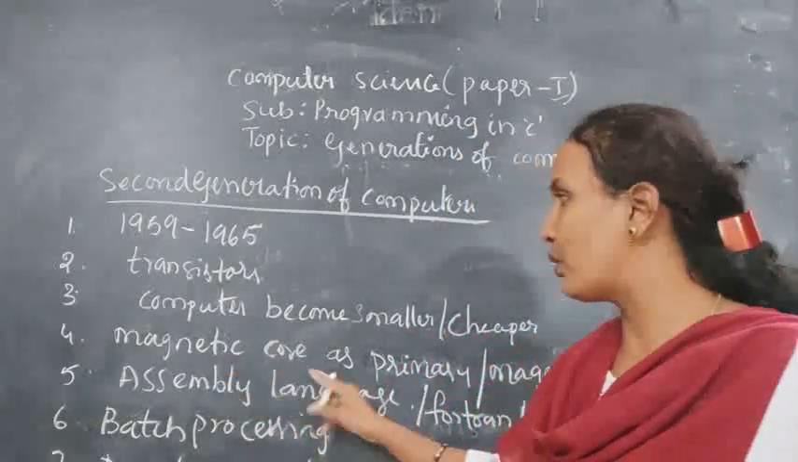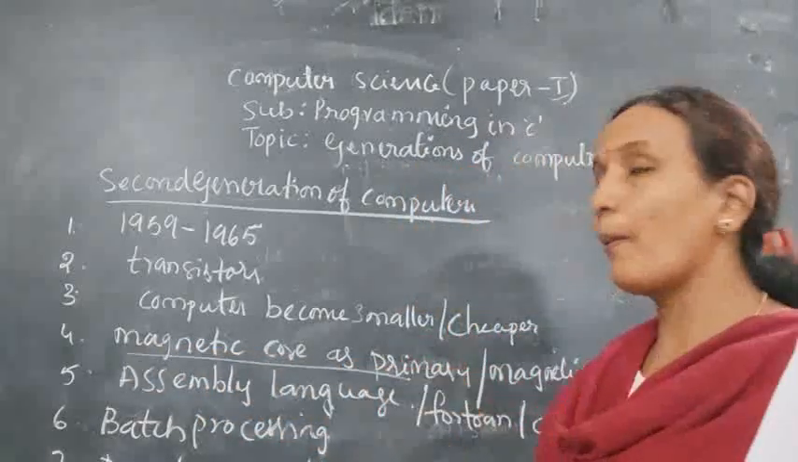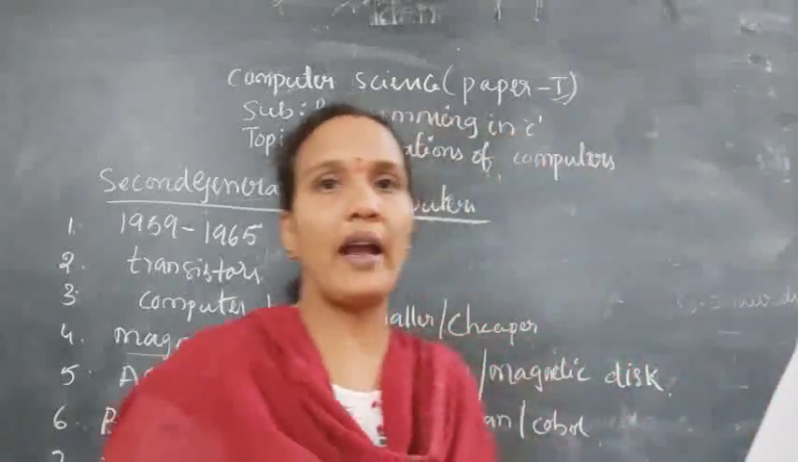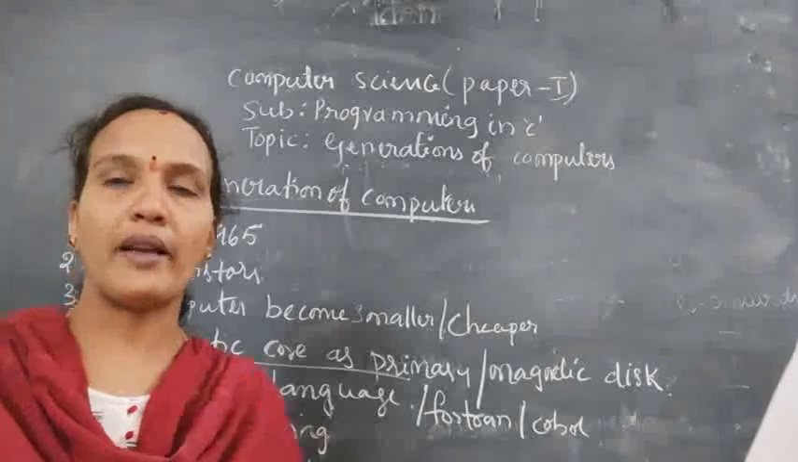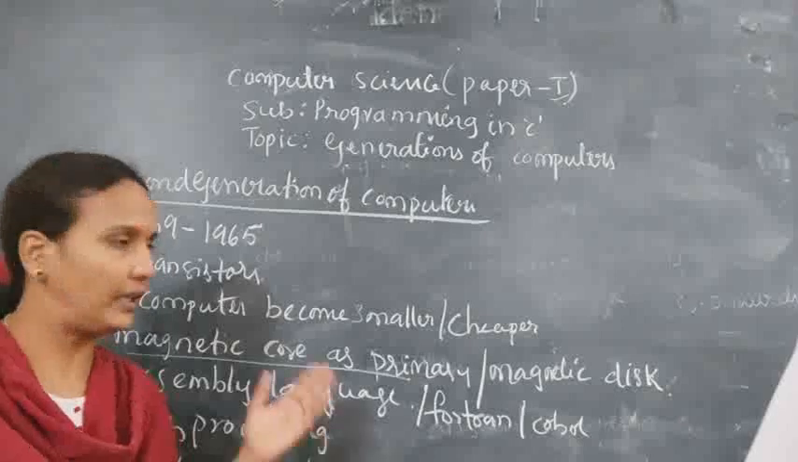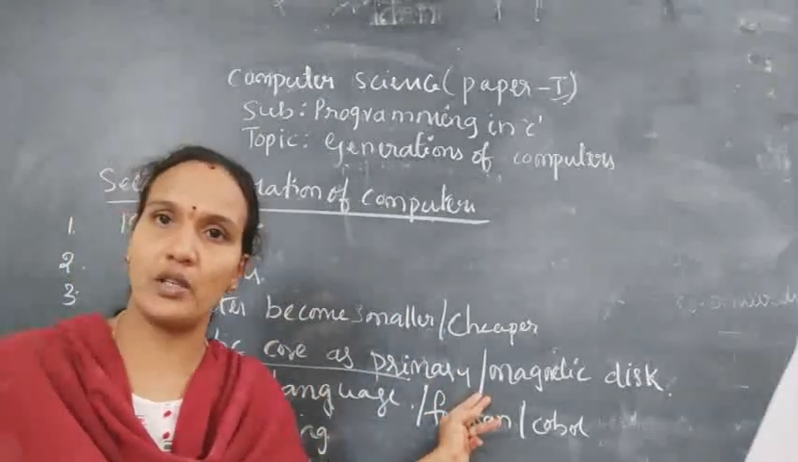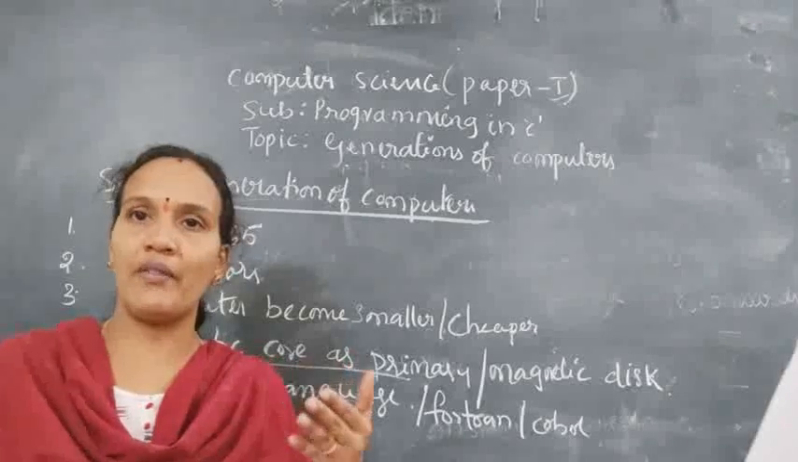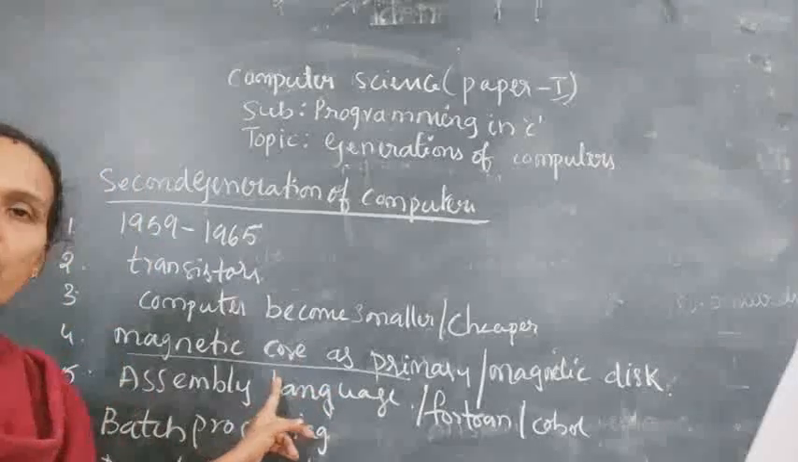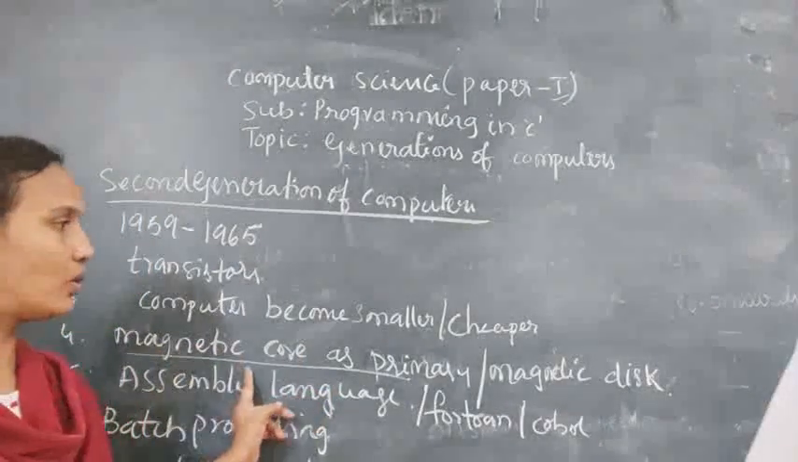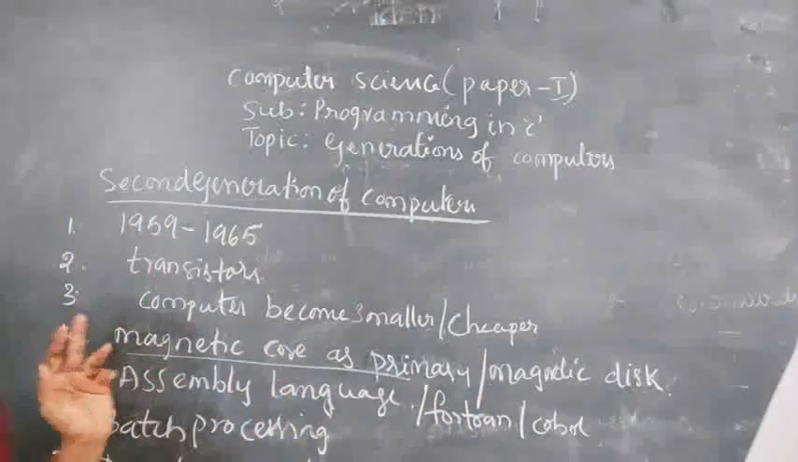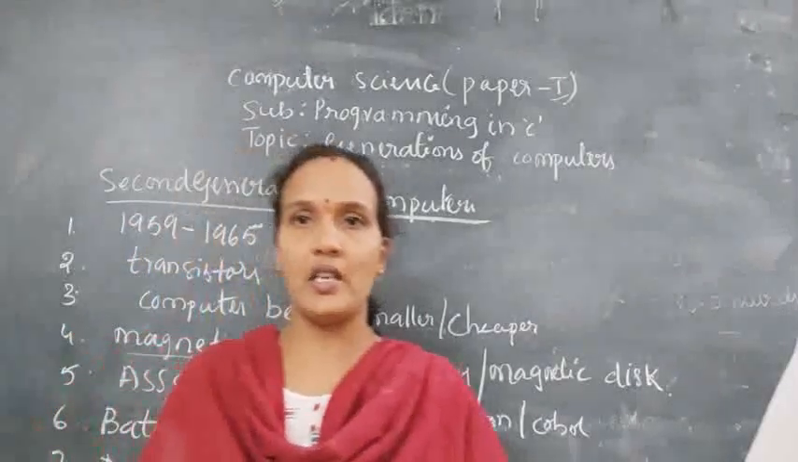Next, magnetic core as a primary memory. Means the primary memory they used is magnetic core. In the second generation computer, primary memory is introduced and magnetic disk is used as a secondary memory. For example, in your mobile you have an internal memory and an SD card. SD card is secondary, internal is primary. So in the second generation computers, they used magnetic core as primary and magnetic disk as secondary. Next, what programming language they used?